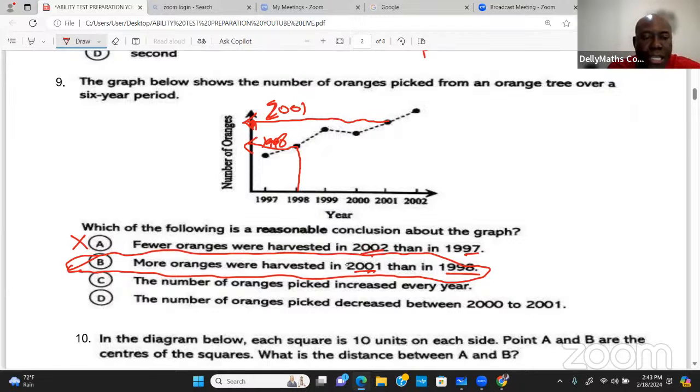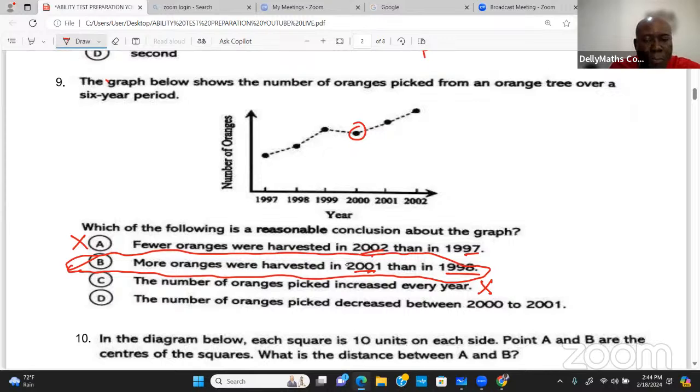Let's double check. It says the number of oranges picked increases every year. That is a lie because there is a drop in the year 2000 right here. 1999 is higher than the year 2000. So that is not true. It's not a case where it increases every year. It went down in 2000. So this is also incorrect as we expected.